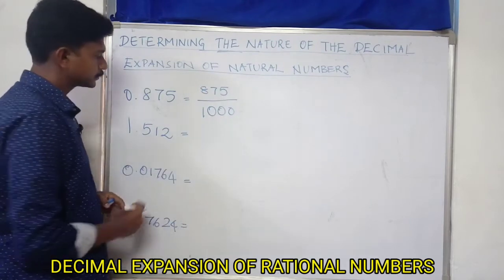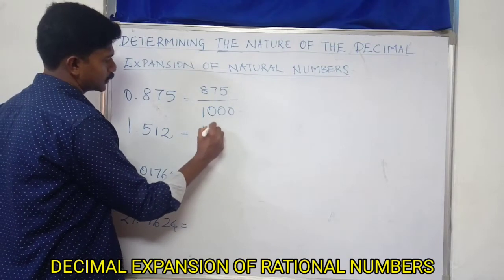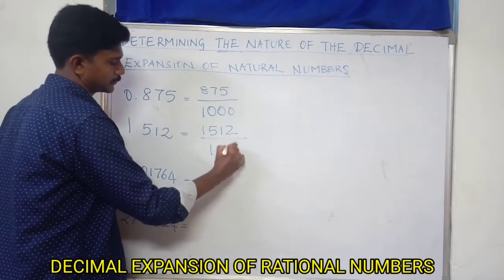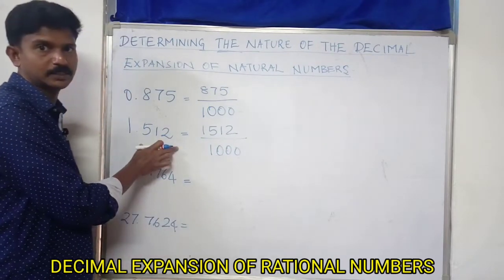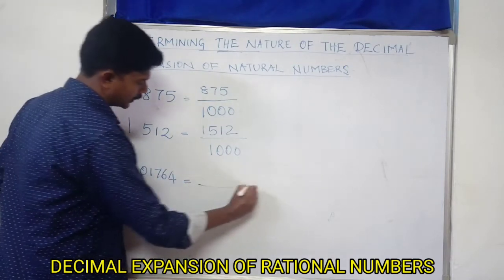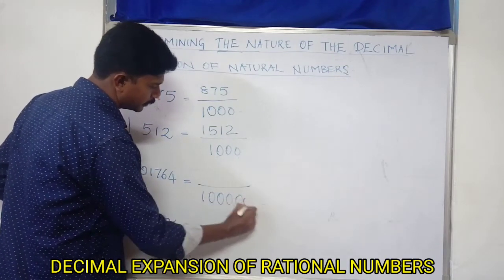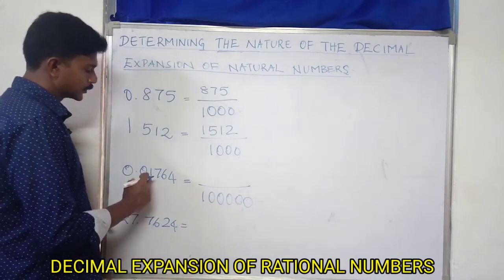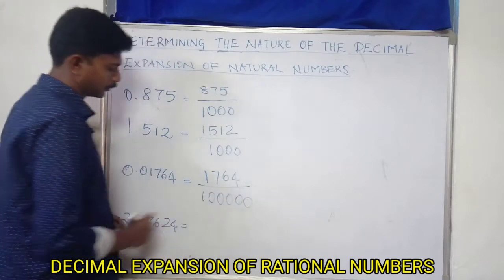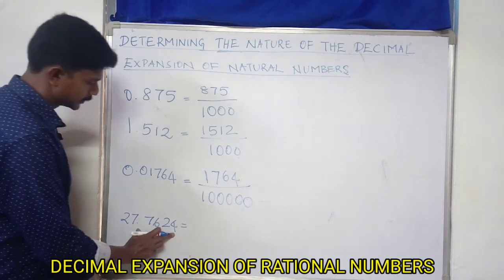So the first number is 875 upon 1000. The second number we can write as 1512 divided by 1000, since 3 decimal places means 3 zeros. The next one has 5 decimal places, so we write 5 zeros, that is 1 lakh. So it is 1764 upon 1 lakh.